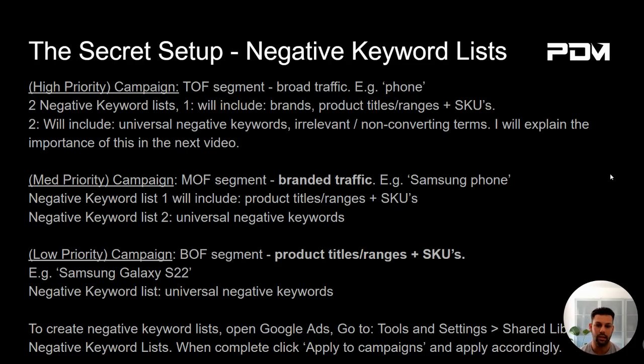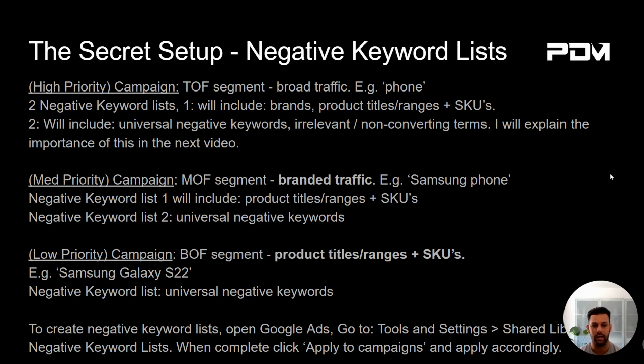Now, the second keyword list is going to apply to the high, mid, and the low priority campaigns. And what we're going to add in here is all of your universal negative keywords. So these are all your irrelevant and non-converting terms. So these will be any terms that you do not want to show for, that are irrelevant to the products that you're selling, or that maybe they're just too broad and they're terms that aren't going to convert.